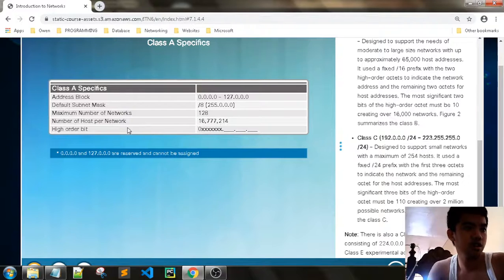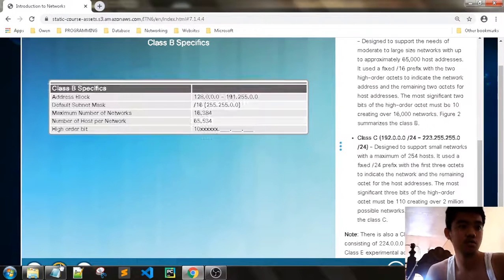This is based on the bits in the IPv4 address. Class A addresses start with 0 as the first bit, and these are the ranges for the addresses. When the 32-bit address starts with 10, we have the class B address, and these are the ranges for that block.